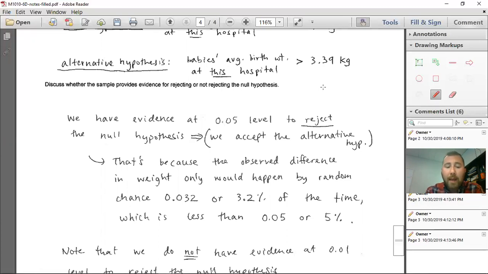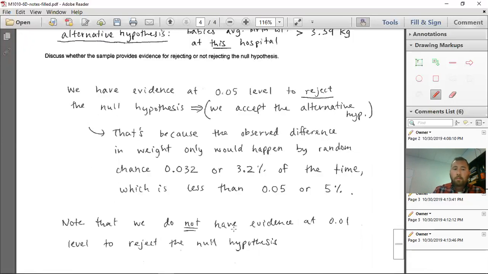Okay, and so what it means is that only 3% of the time would you get this increased birth weight by random chance. Okay, so finally, just note that we do not have the evidence here to reject the null hypothesis at the 0.01 level. So if they were going to write a paper for Nature or Scientific American or some amazing science journal, this might not make it in there because it's just not quite significant enough.